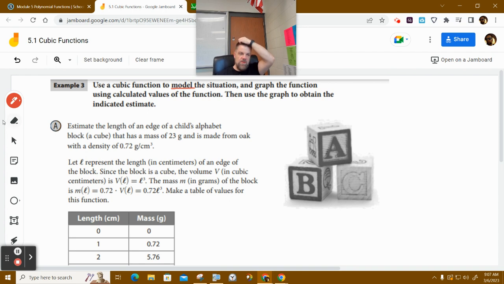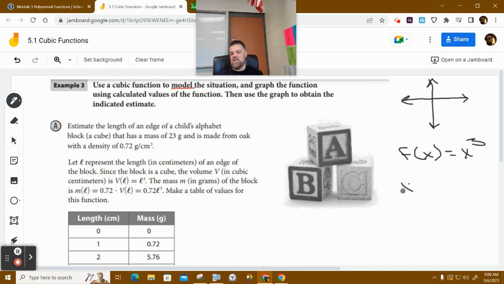So a couple things I want to talk to you about the cubic, and I want to front end load this, and I haven't really been doing it as much, but a cubic is the parent function is just x to the third power. So if I think of a function, f of x is equal to x to the third power, we would say x cubed and or x to the third power.